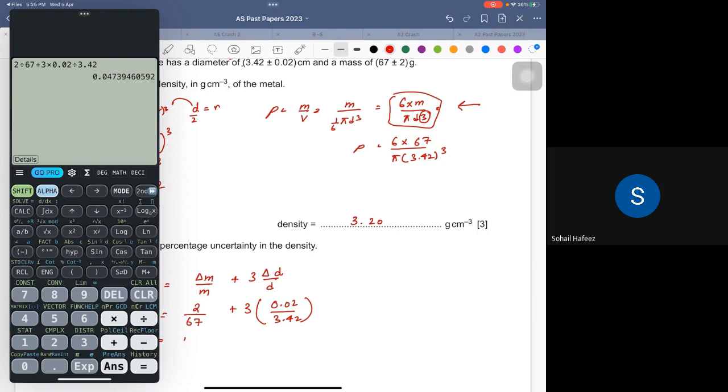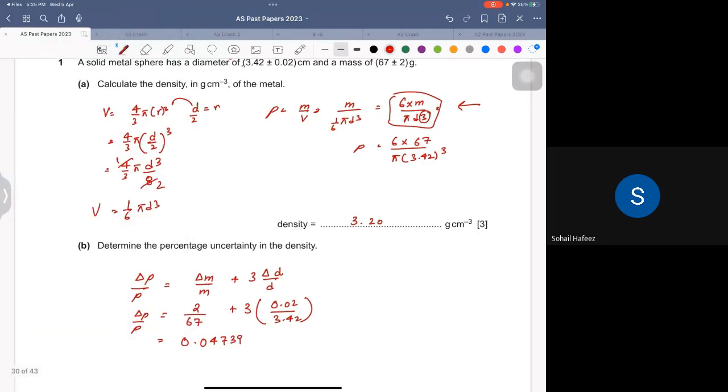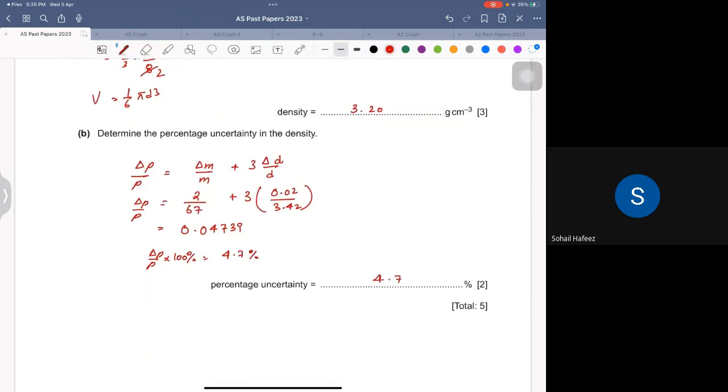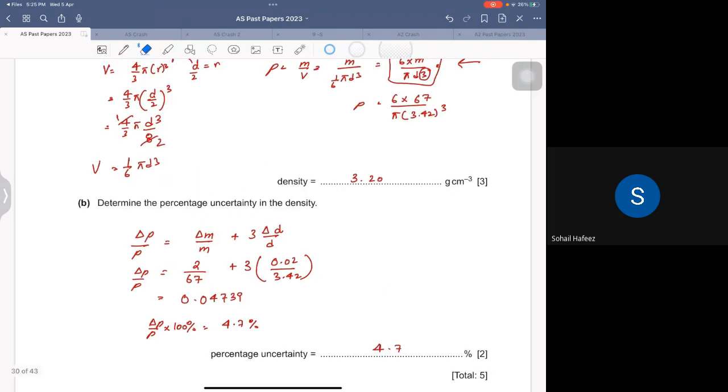So the total is 0.04739, and to find the percentage, I got to multiply this by 100%. Okay, so when I do that, it's going to be 4.7%. That's what you got to write. Please check your answers. Let me know if there's a question you have.